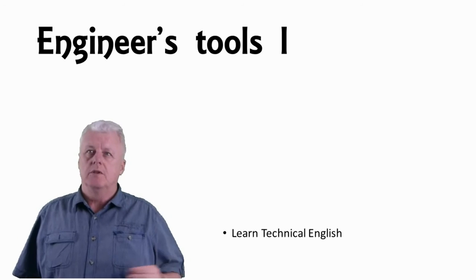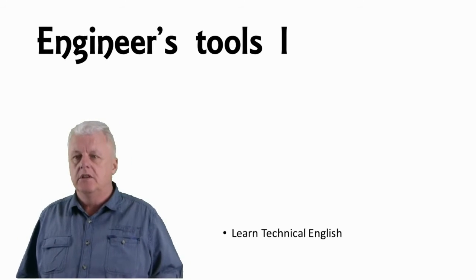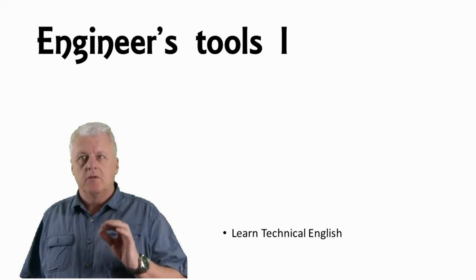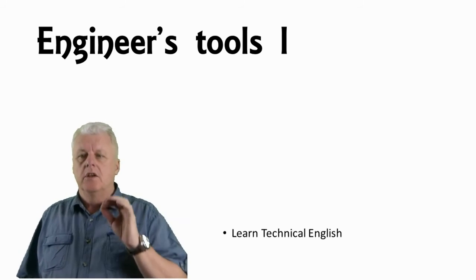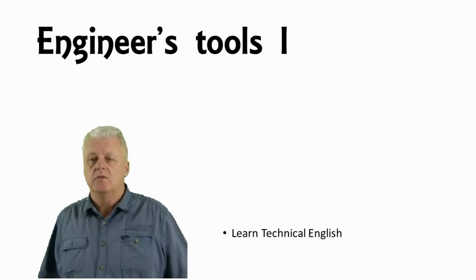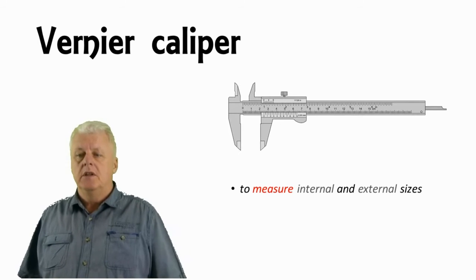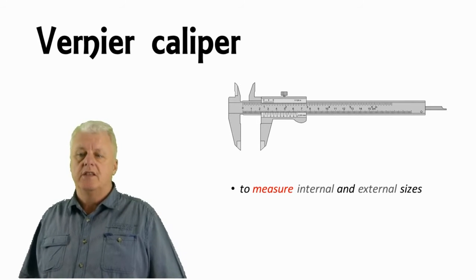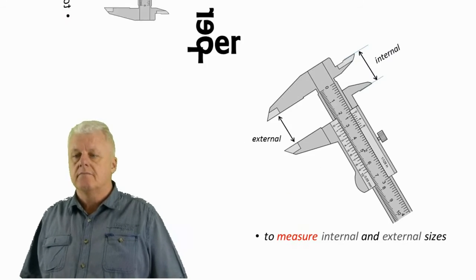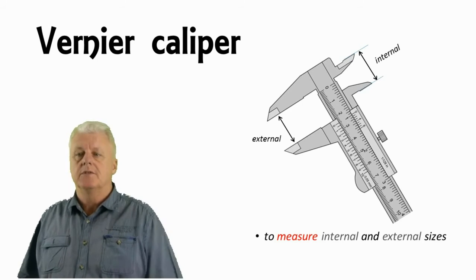Today I'm going to go through some of the tools that are used in engineering, and I'll tell you the tools in English with a little explanation of how they're used. So the first tool is a vernier caliper, and the vernier caliper is to measure internal and external sizes. And here you can see the internal and external calipers.